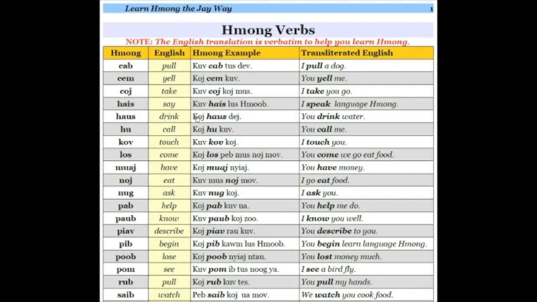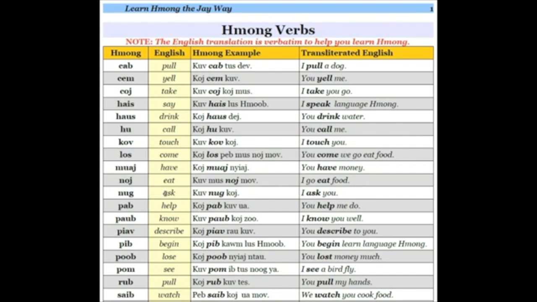How, to drink. Go hao de, you drink water. Hu, to call. Go hu gu, you call me. Go, to touch. Gu go, I touch you. La, to come. Go la, be mu na mo. You come, we go eat food. You come, we go to eat food, that is. Mua, to have. Go mua nia, you have money. No, to eat. Gu mu na mo, I go eat food. I go to eat, that is.